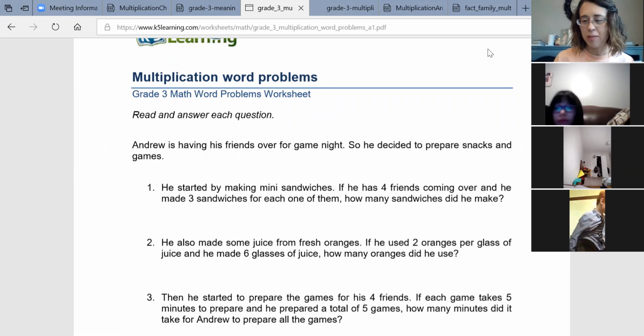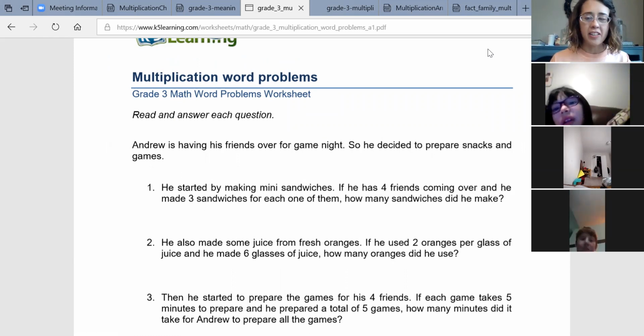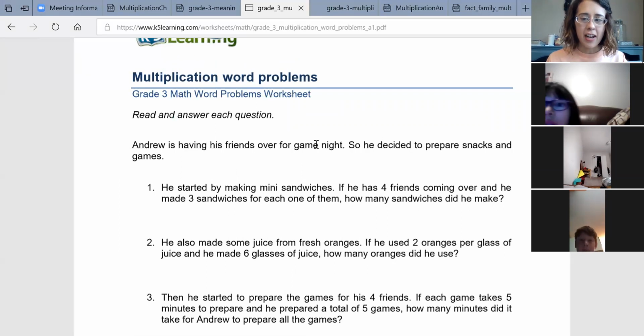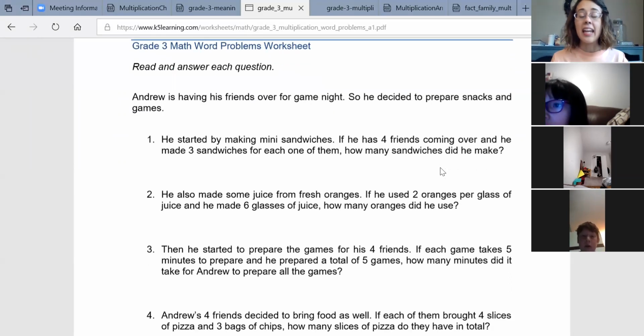Can we see the word problems? Yes. Okay. Dashiell, want to read number 1 for us? One sec. Let me get my paper. All right, I'll read the theme at the top while you're getting your paper. It's, Andrew was having his friends over for game night, so he decided to prepare snacks and games. So all of our word problems will be about the game night. You ready, Dash? Yeah. Okay.